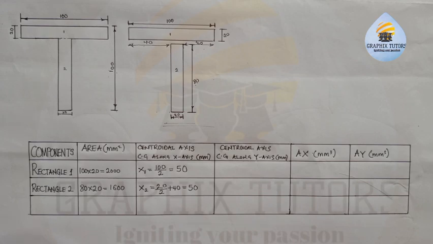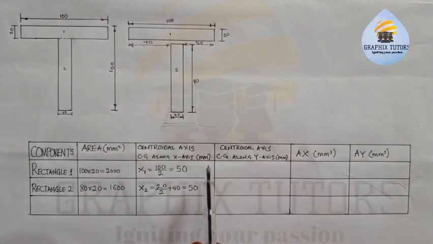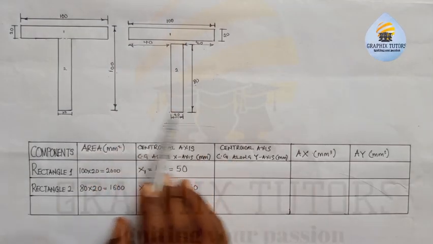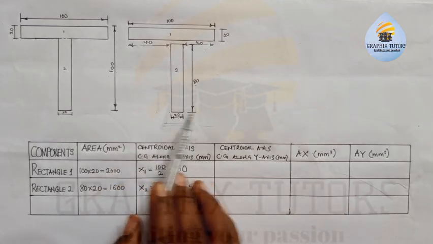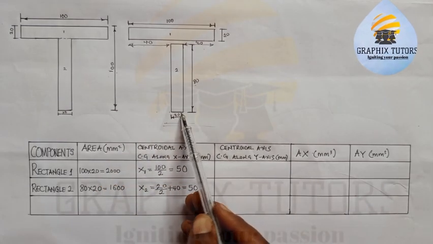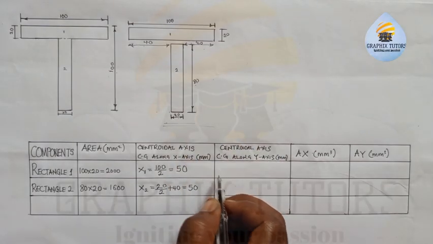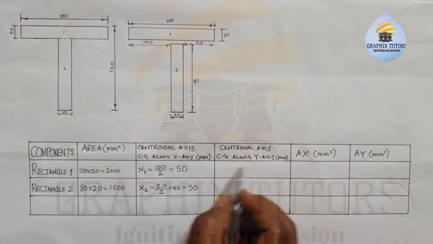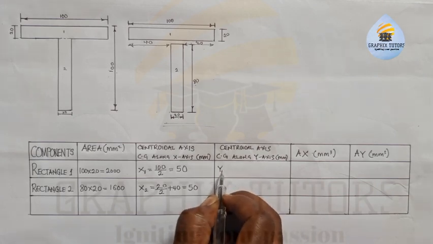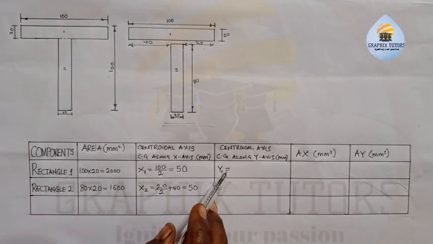Now the next thing I'm going to do here is the central axis along y. That means I'm going in a vertical manner, right? And this is the baseline here. So if I'm moving for figure 1, I'm starting from the ground floor here to here. Since I'm going along y, this will be y1. Along y, figure 1, component 1 means y1.